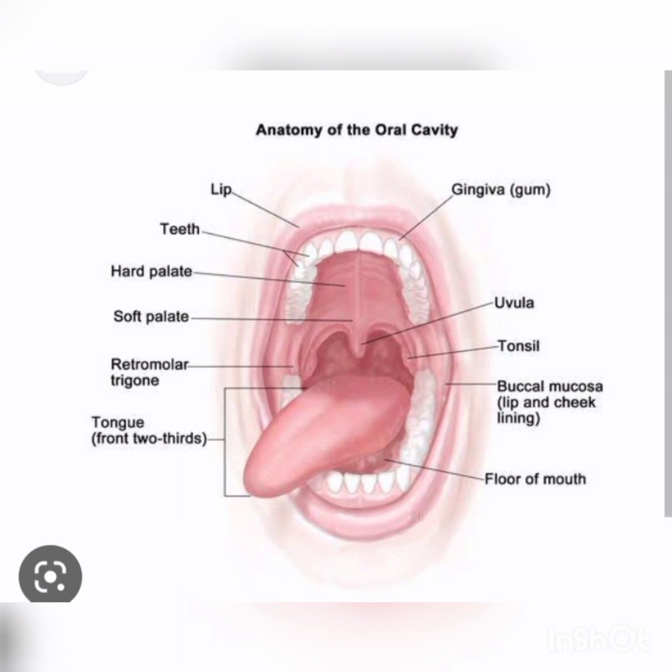And buccal mucosa, the buccal mucosa is nothing but, my dears, the cheek mucosa. The inside of the cheeks is covered with the mucosa. And the floor of the mouth, below the tongue, is called the floor of the mouth.